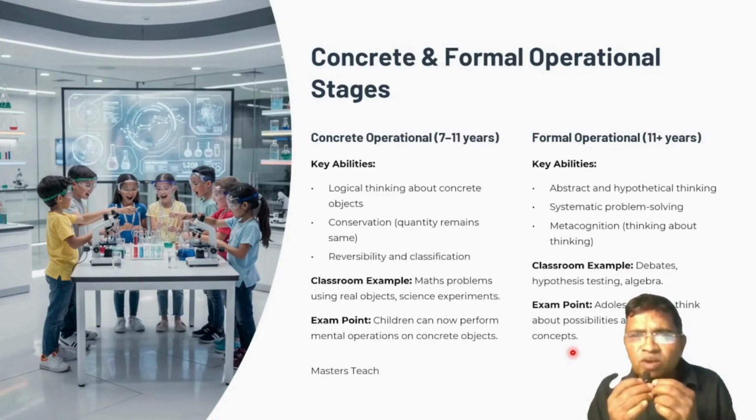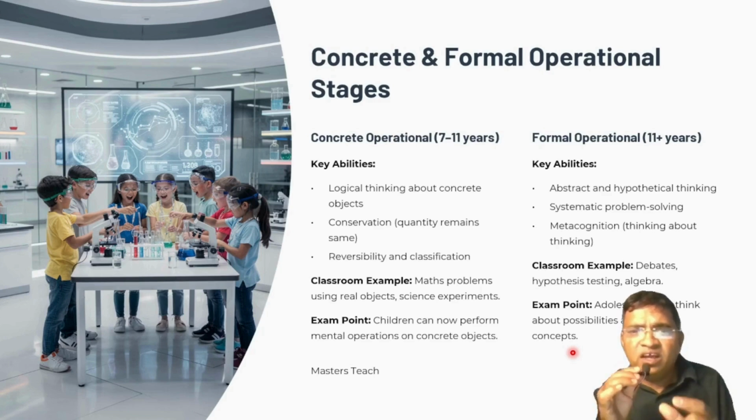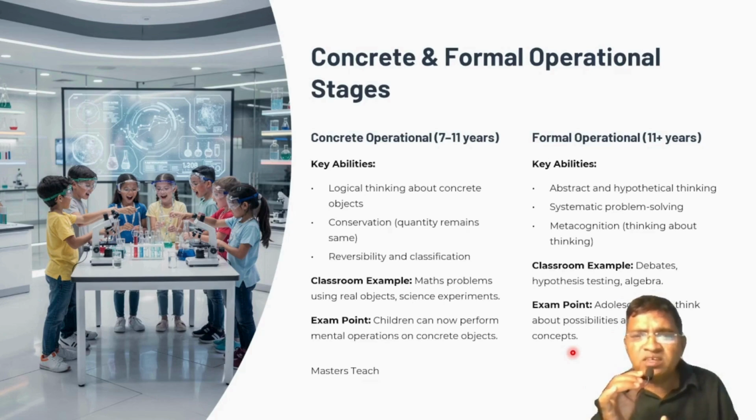Then the concrete and formal operational stages. The concrete operational stage is from 7 to 11 years. The key abilities are logical thinking with concrete objects, then conservation, that is, quantity remains the same, then reversibility and classification. Example: math problems using real objects and science experiments. From the exam point of view, children can now perform mental operations on concrete objects. So this is about the concrete operational stage.